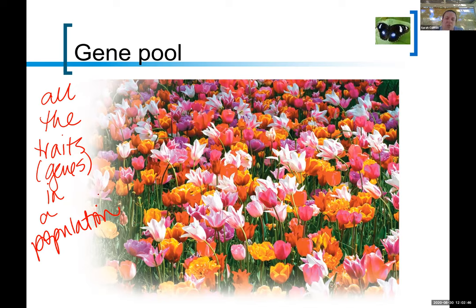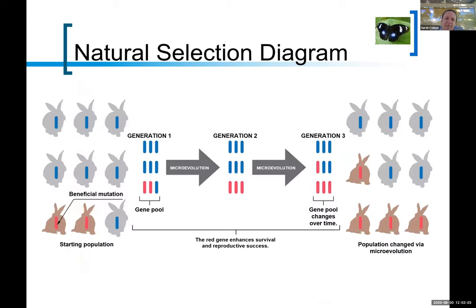So gene pool is like, instead of looking at all the different individual organisms within a population, it looks at all of the genes of all of the individuals in that population. So it's kind of another way of looking at natural selection. Here's another little graphic. Like I said, I think we've explained it pretty well, but check it out. Gene pool changing over time.